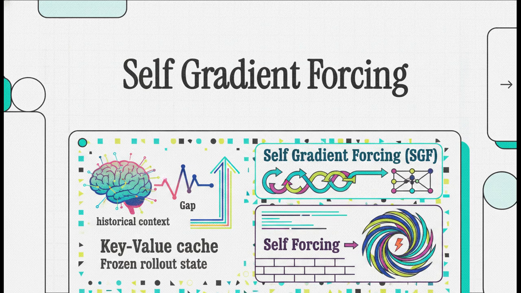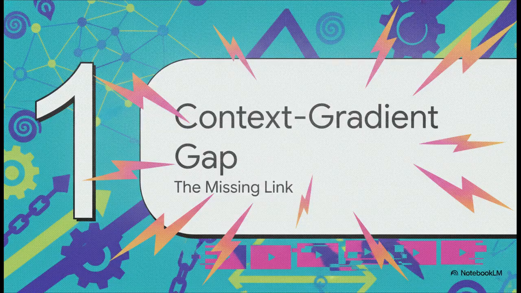We'll see how it natively solves this gap, and crucially, how it does it without triggering those catastrophic memory blowouts we usually see with backpropagation through time. Section 1. The context gradient gap.